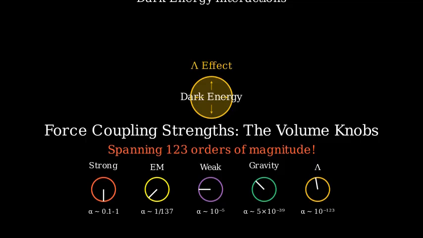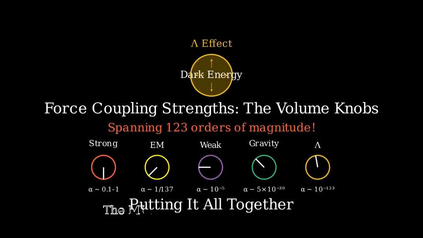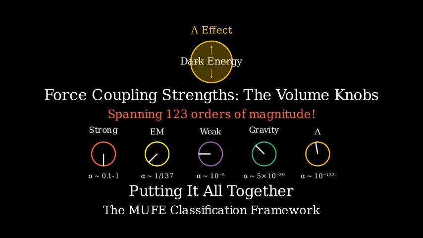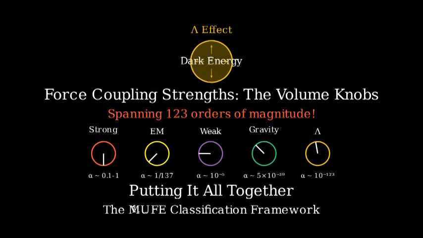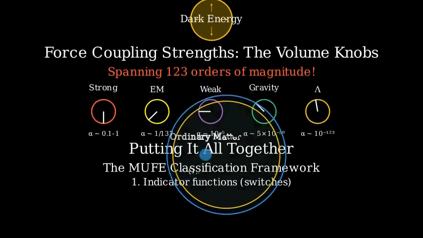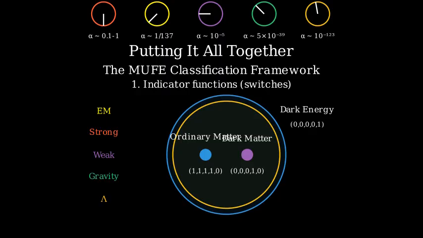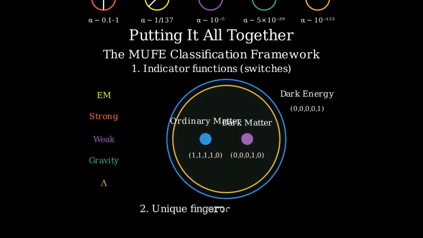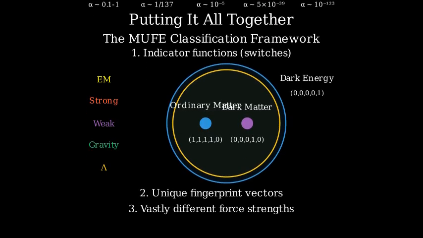Now, let's put all these pieces together to see the big picture of the Mufe classification scheme. The Mufe scheme gives us a compact way to understand how different components of the universe interact with fundamental forces. First, it uses indicator functions, our switchboard, to tell us which forces affect a given type of matter. Second, it assigns each type of cosmic stuff a unique fingerprint vector, showing exactly which forces it responds to. Third, it accounts for the vastly different strengths of these forces, explaining why certain forces dominate in different contexts.